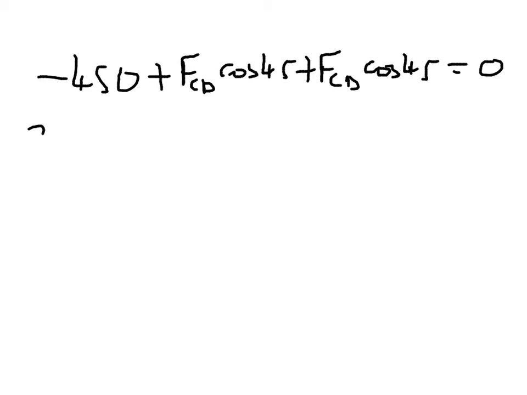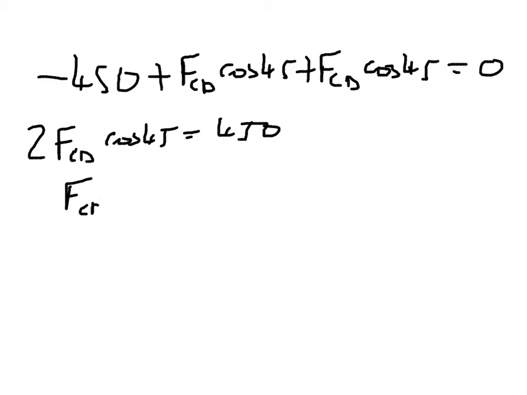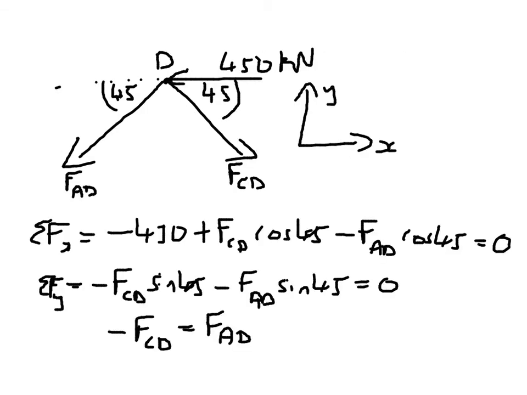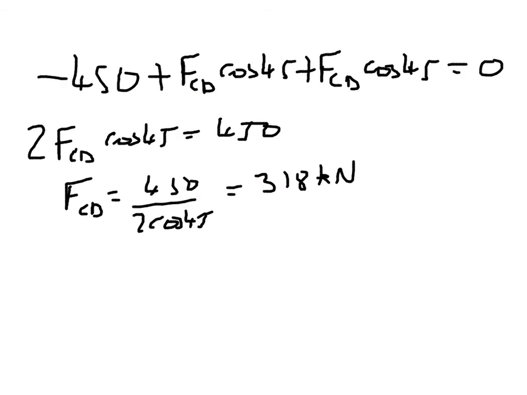So we can say 2 FCD cos 45 equals 450. FCD equals 450 over 2 cos 45, and that equals 318 kilonewtons. Now, we've assumed the direction of that, so we've assumed it going this way, pulling away from the joint. Because we've assumed that, it's come out as a positive number, therefore we know our assumption was correct, so we can say it's pulling away from the joint, it must be in tension.